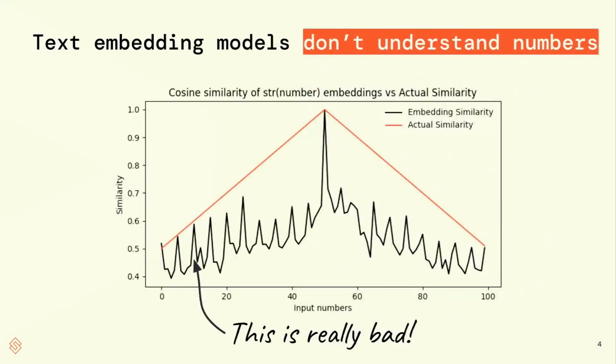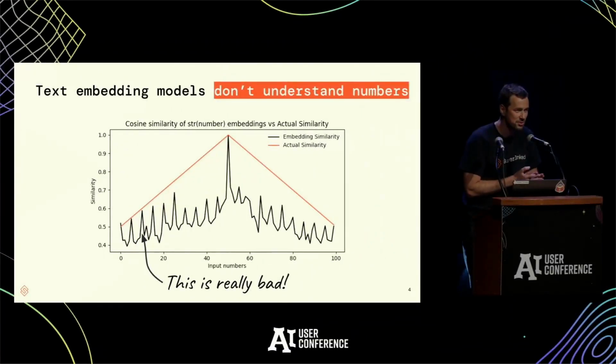And here comes the main villain of the story. All the vector search deployments out there that don't work with custom models trained from scratch, they work with those text embedding models. And the text embedding models can't deal with numbers properly.